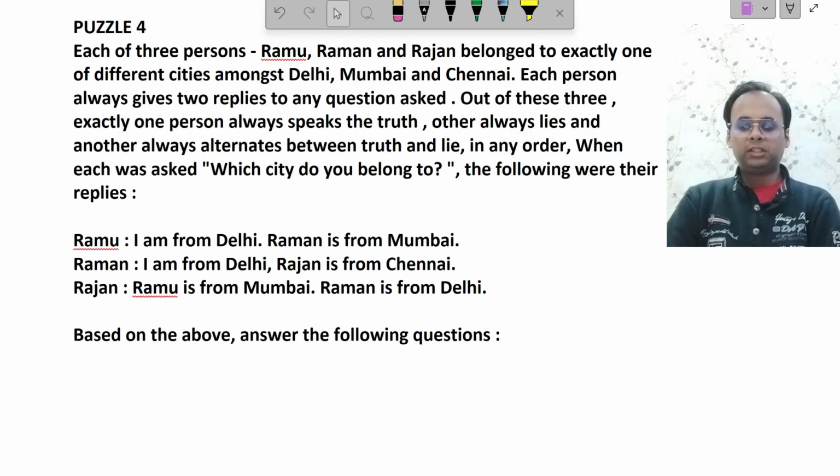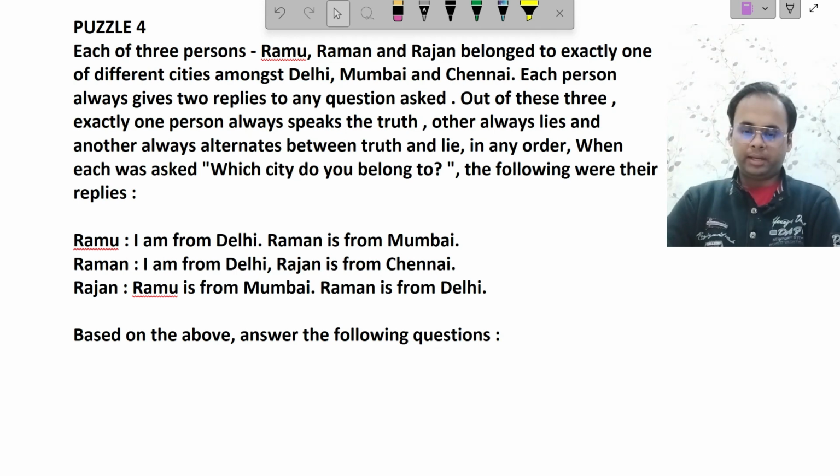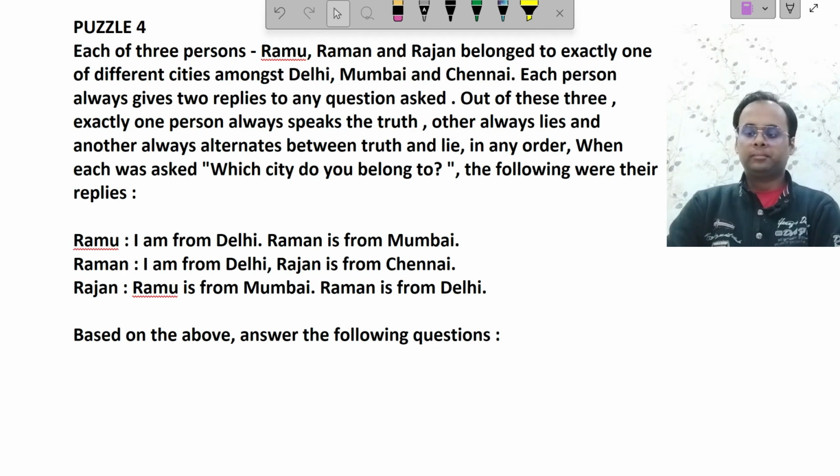Okay. So next puzzle we have: each of the three persons, Ramu, Raman and Rajan, belong to exactly one of different cities amongst Delhi, Mumbai and Chennai. Each person always gives two replies to any question asked. Out of these three, exactly one person always speaks the truth, another always lies, and the other one alternates between truth and lie in any order. When each was asked which city do you belong to, the following were their replies.